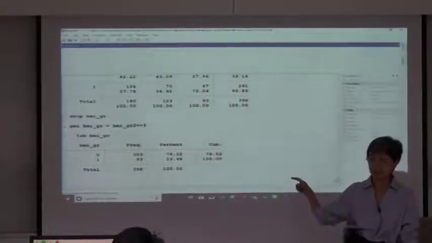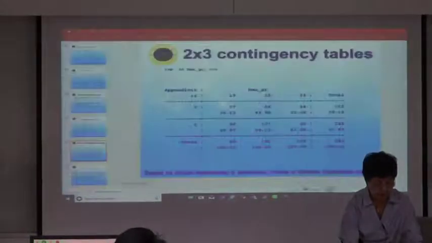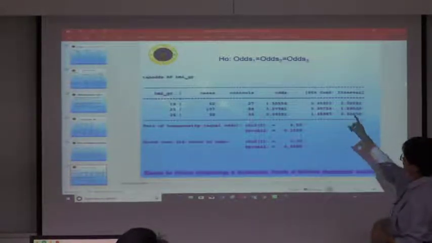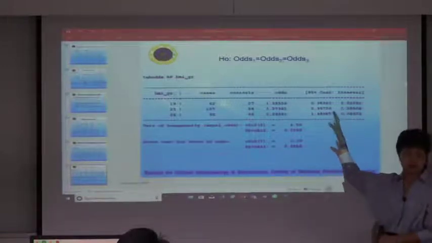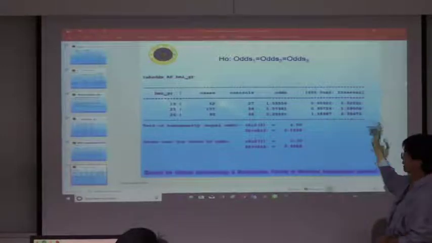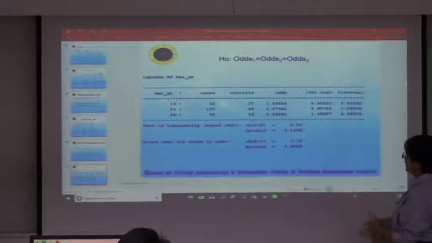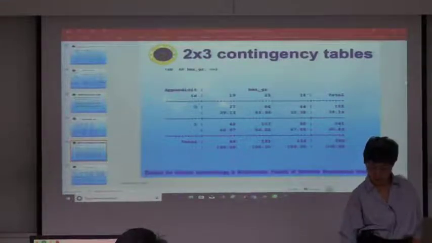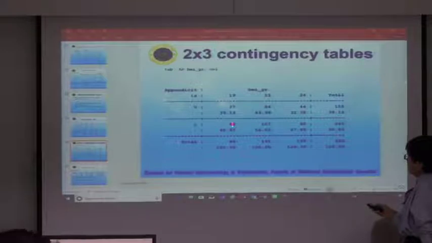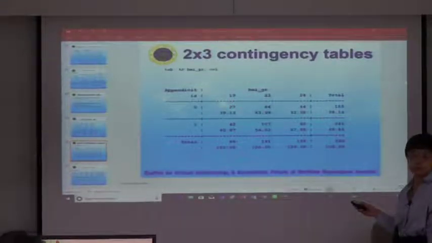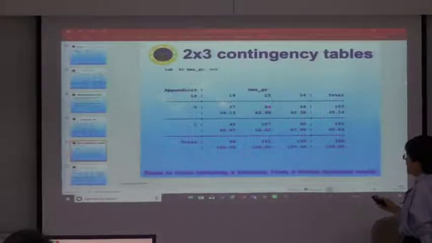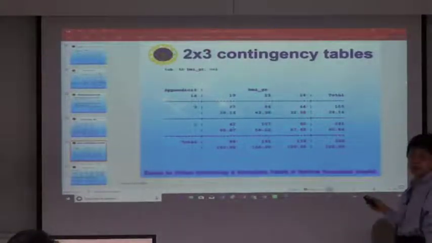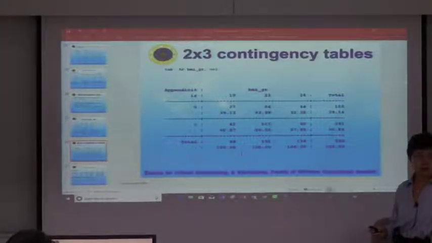Before we go to combine, let me show you the odds ratio. If you want to work on the three groups, we want to work on odds 1, odds 2, and odds 3. So that means you have to compare the odds of having appendicitis, 42 versus 21, that is odds 1. Odds 2, 107 versus 84. And odds 3, 92 versus 44. So the three odds are different for the association.